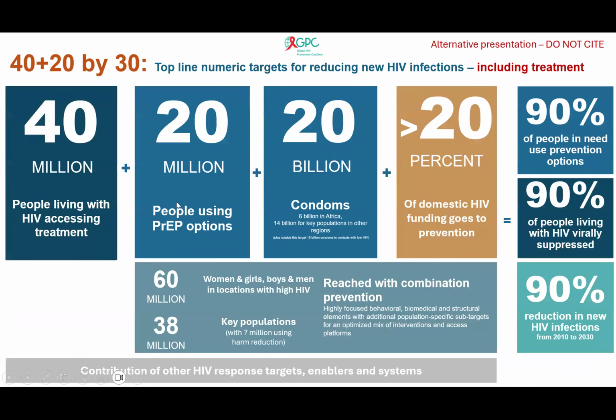We have, and that is, I think, an entry point into this needs estimation, a new approach to actually framing targets in a quantitative way. Globally, this fits into a 40+20 slogan: 40 million people living with HIV on treatment, 20 million people using PrEP options, 20 billion condoms.